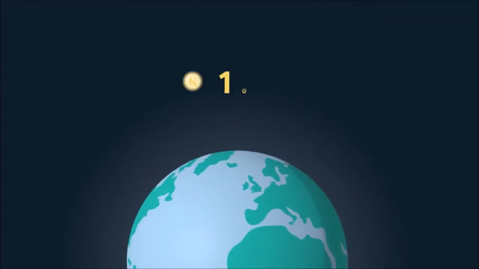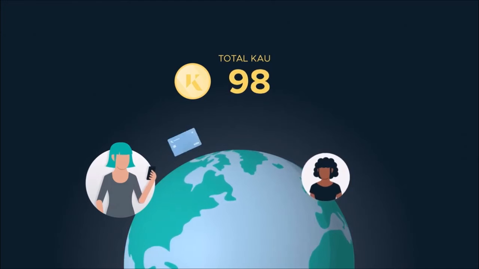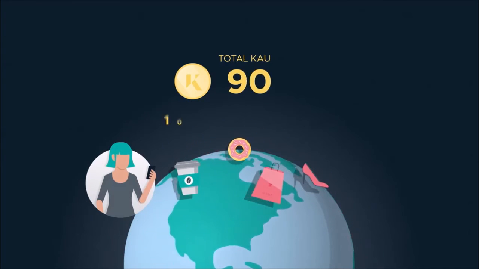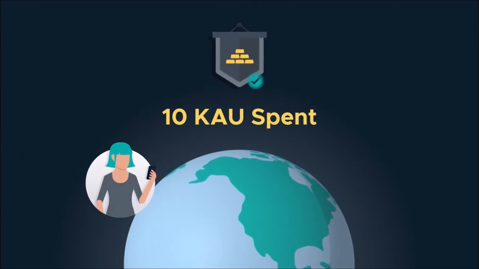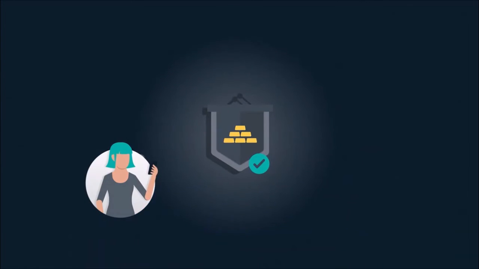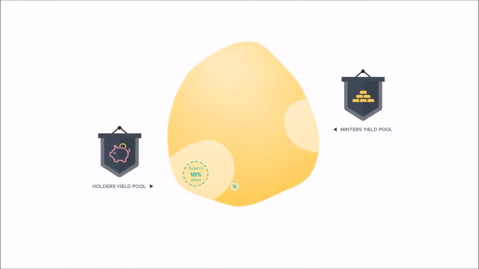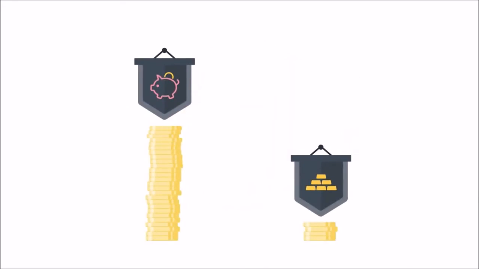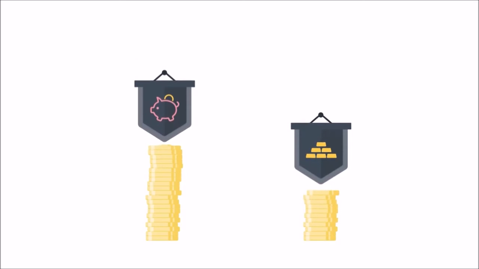If Susan decides to transfer, send or spend any of these KAUs, as long as she initially minted them, that portion of her KAUs will move into activation and be attributed to her minter's yield. Any portion of gold coming out of her holder's yield will decrease the percentage amount of Susan's ownership of the total volume of gold. Therefore, the minter's yield will go up and the holder's yield will come down.